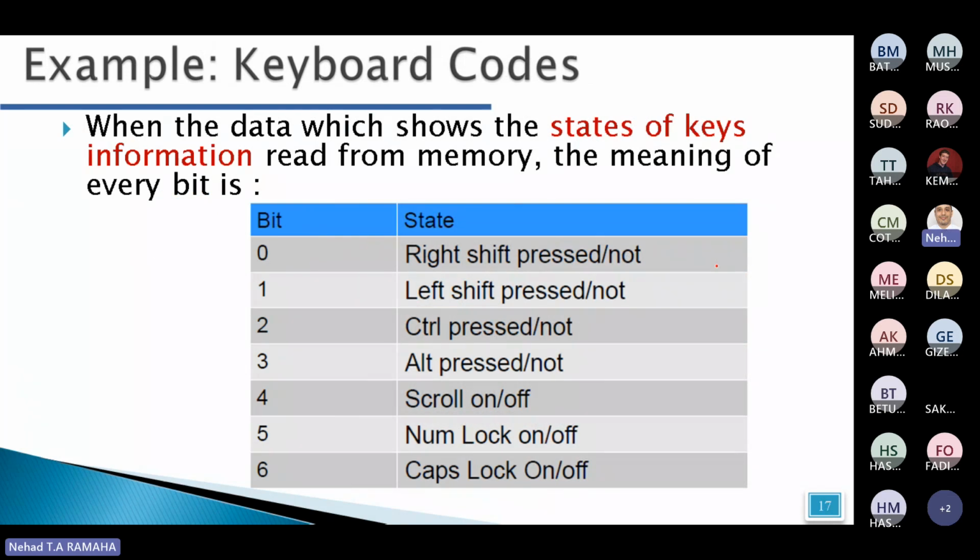Okay, this is one example for the usage of the mask. Imagine that we have the information about the keyboard codes. Okay, so it's like this. We need, for example, 8 digits. This one, the keyboard information.